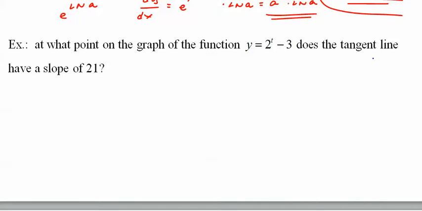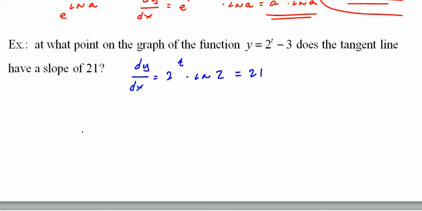So what point on the graph does the tangent line have a slope of 21? So let's go find the slope. So dy/dx equals 2 to the t, because it doesn't change, times natural log of 2. The other one cancels out at 0, so we end up with 21, because it's the slope.